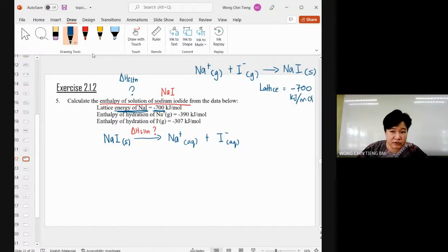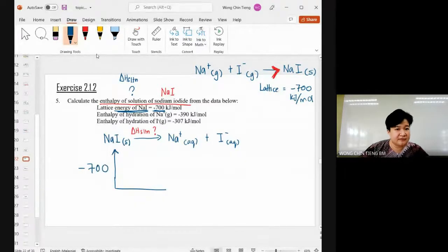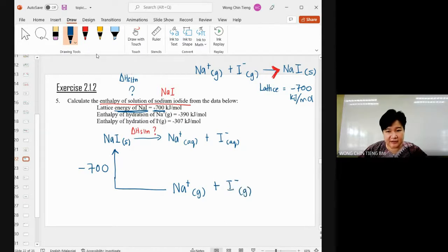And what most important adalah tengok arrow. Jangan letak suka hati. Arrow kena betul. Arrow adalah ke arah solid. So arrow ke arah solid. Okay, arrow ke arah solid baru boleh letak value dia negative 700. Okay, arrow jangan salah. So you have your Na gas and also I minus gas.